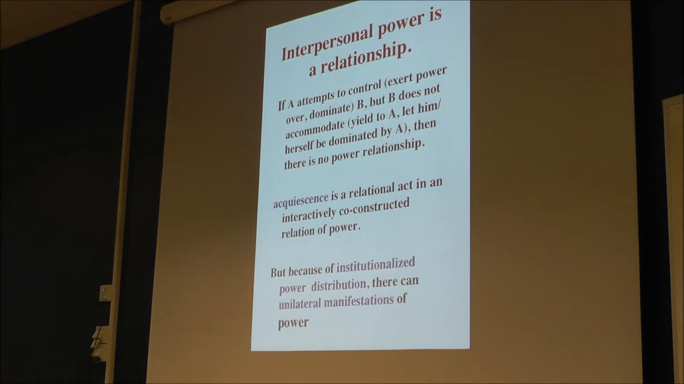Okay, so now we come to the lower part of this slide. Because of institutionalized power distribution, there can be unilateral manifestations of power. This is the same case as you brought up with the soft power. Because laws are written in a certain way, or the king always acts this way, the king doesn't have to think about the fact that he has power. People will just acquiesce and let him do whatever he wants. He doesn't have to exercise any power. He's just there, and because of the laws and conventions and so on, he gets power. So the relationship does not always have to be that clear because of customs, habits, etc.